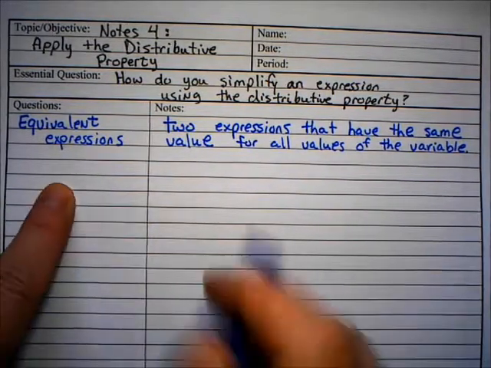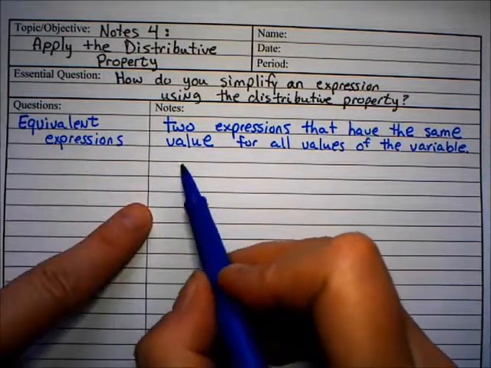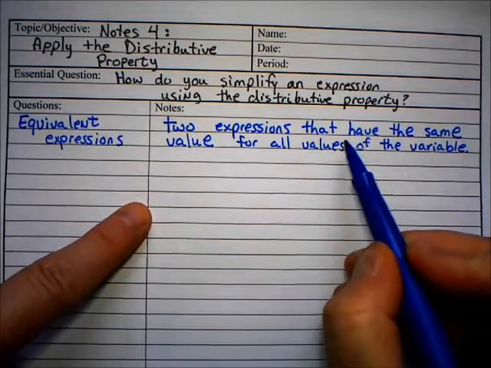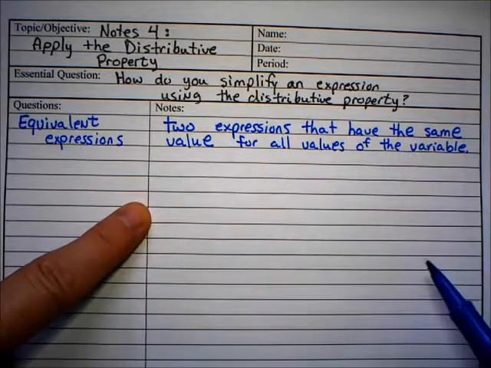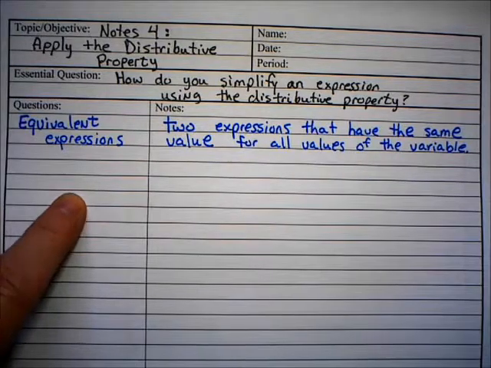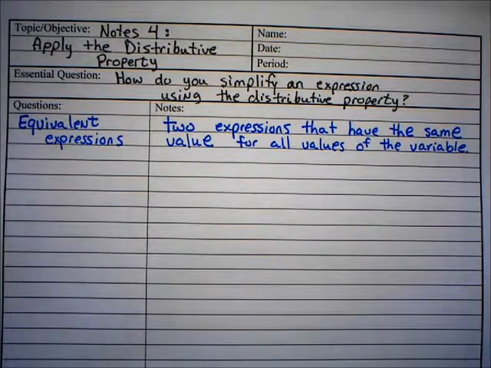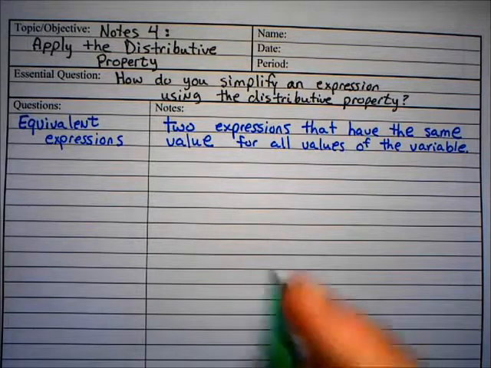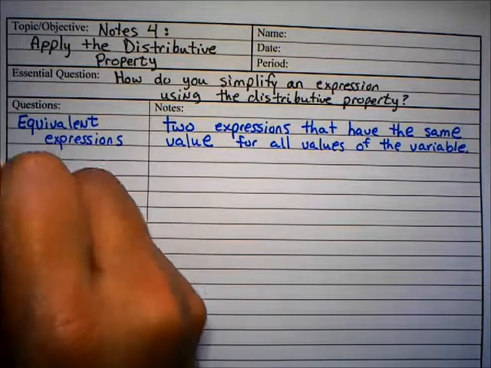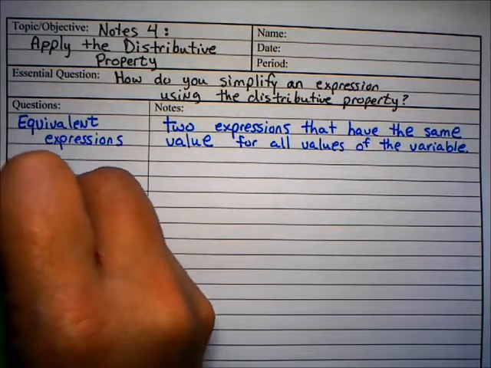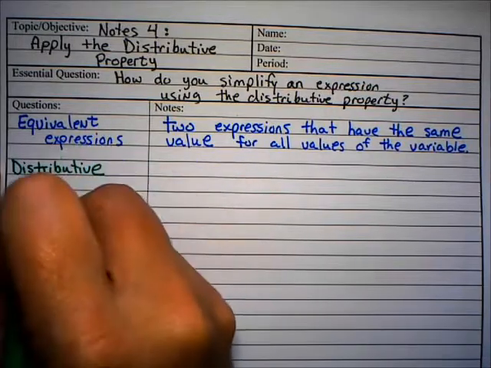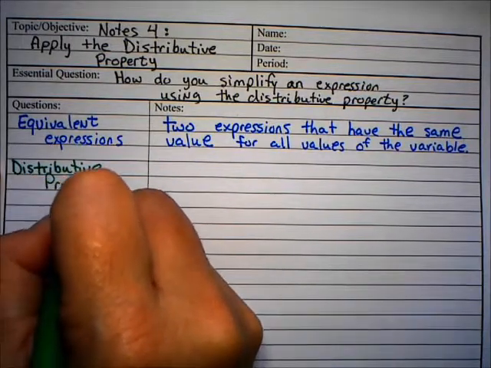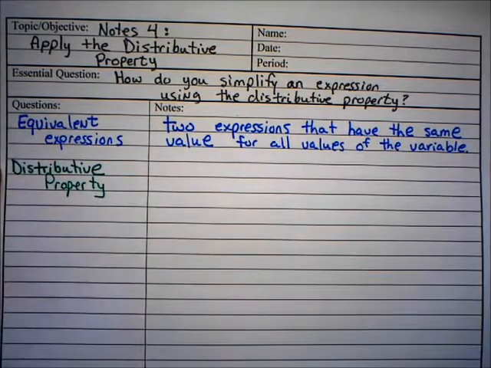Okay, so what I have here is equivalent expressions is where you have 2 expressions that have the same value for all values of the variable. They'll equal each other. Okay, I'm going to change colors now so that it's easier to see. So the next one is the main one of this unit. Okay, so I have distributive property.